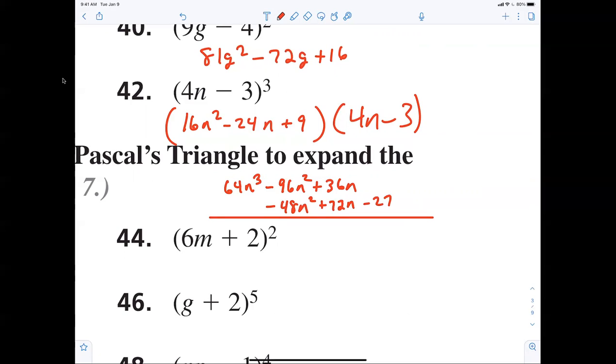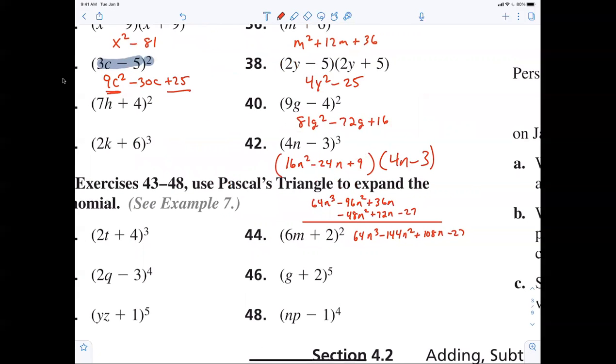And so then 64n cubed minus 144n squared plus 108. Yeah, I told you that's simple. Okay.